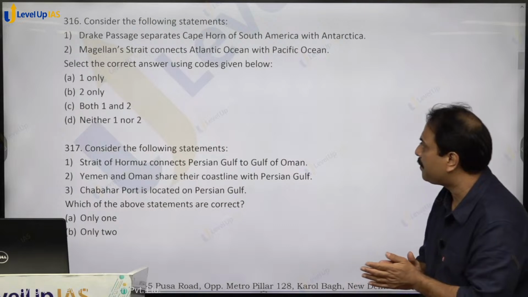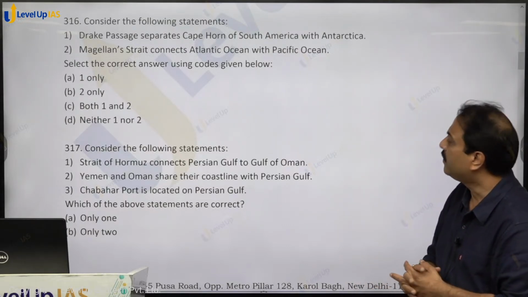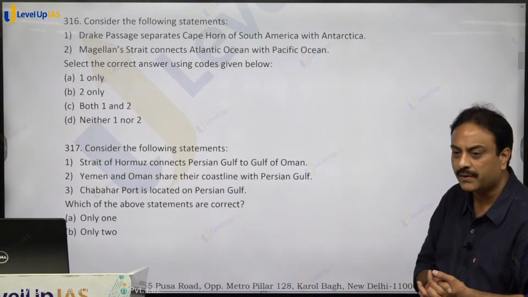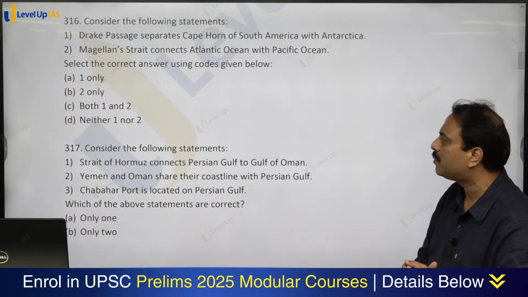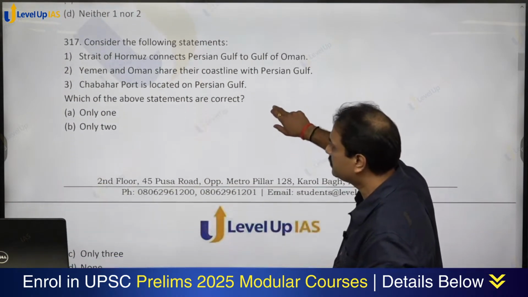Drake Passage separates Cape Horn of South America, that is the southernmost tip of South America, from Antarctica, it's correct. Magellan Strait connects Atlantic Ocean with Pacific Ocean, correct. Both the statements hold true. So both 1 and 2, option C, C for cat, shall be the right answer.